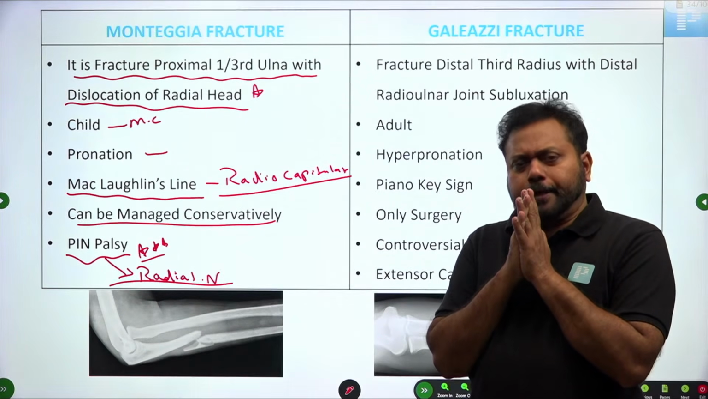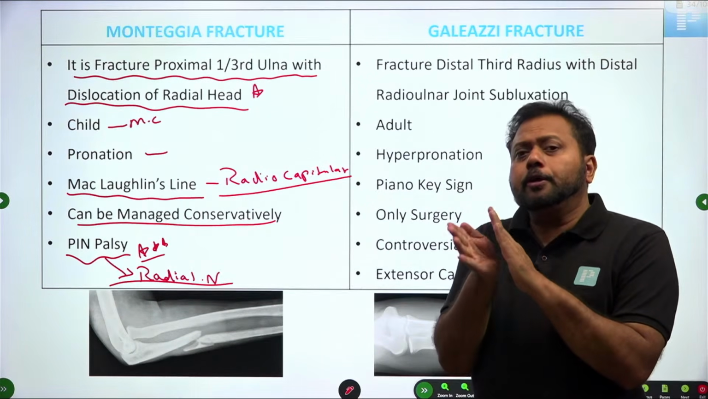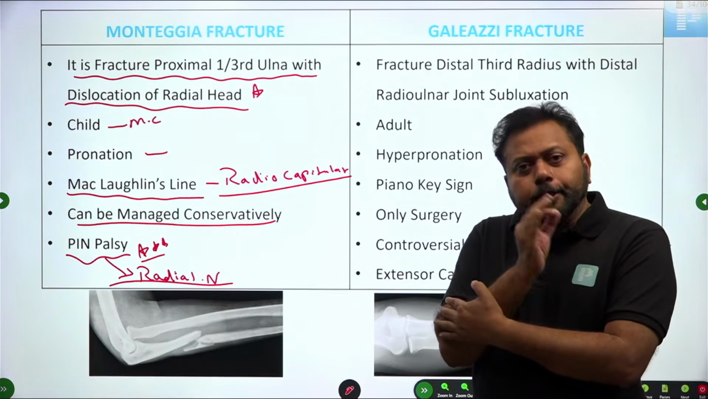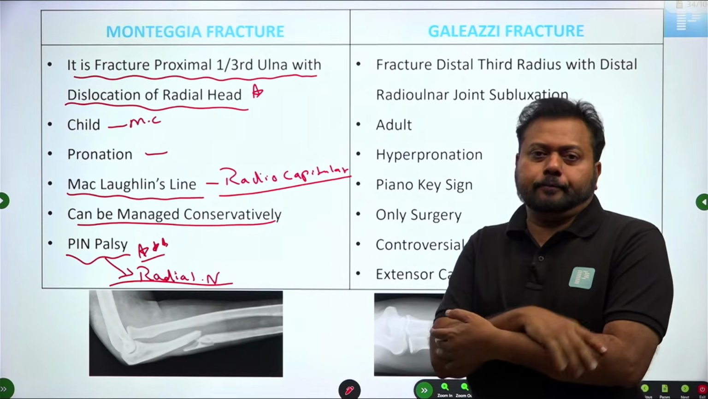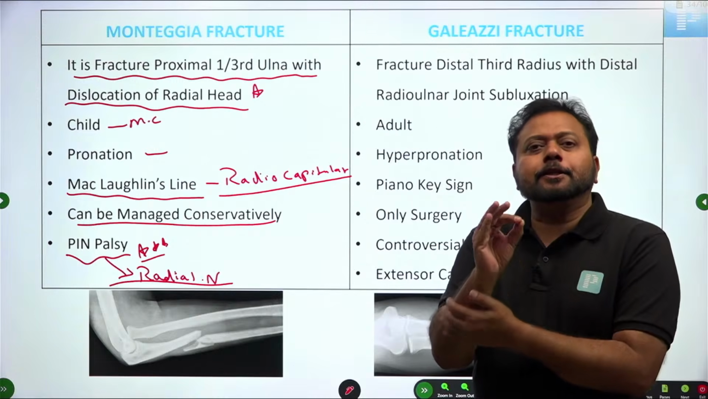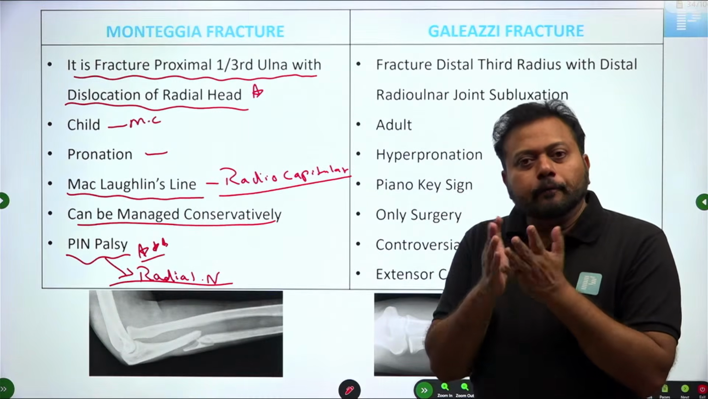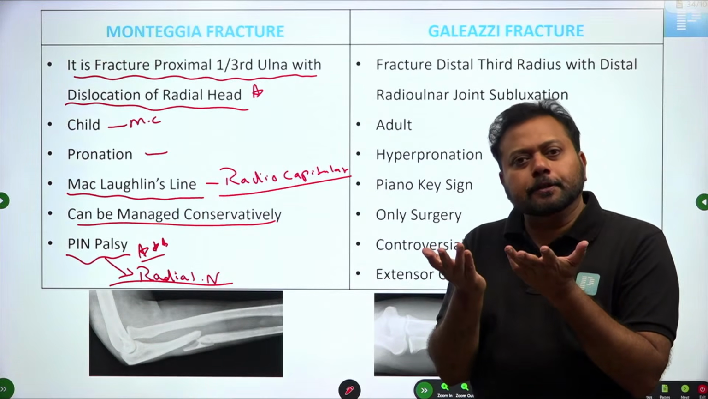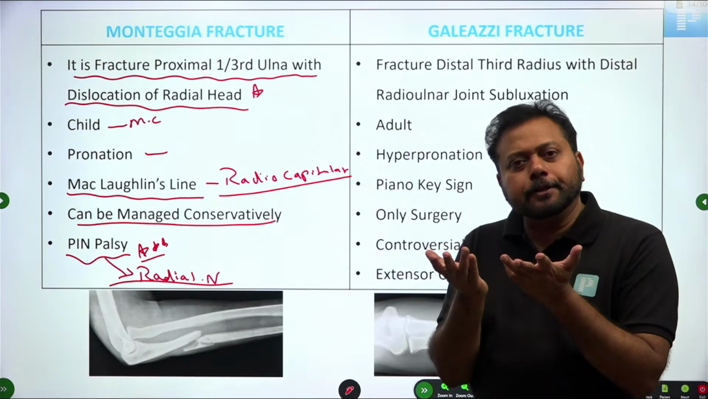Monteggia's fracture is otherwise called treacherous fracture. Treacherous means cheating. So Monteggia's fracture is called a cheating fracture. Which way can that fracture cheat us?